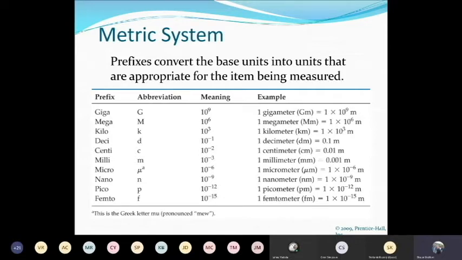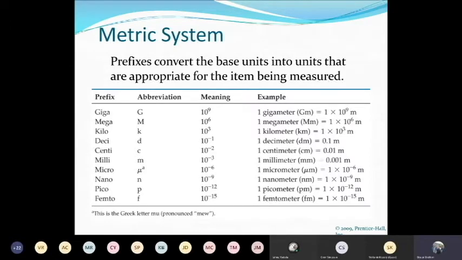So giga is obviously the biggest that's on this chart. And then you get down to centi, milli, micro. Those get to be really small. If you look at micro, it's 10 to the negative 6. What does that mean? That means that you are a million times smaller than your base unit. Your base unit is just 1. So let's say you're talking about meters, for example. If you have 1 meter, you're going to have a million micrometers. So micro is real tiny.